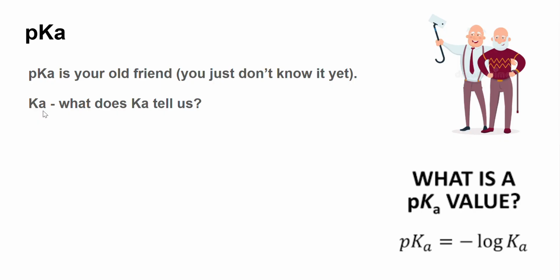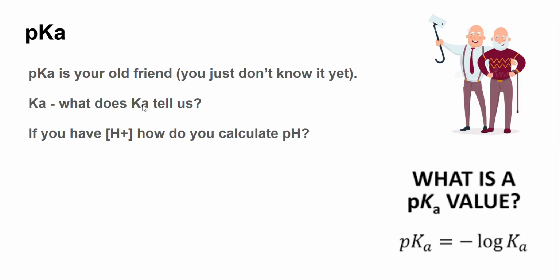The Ka tells us things about a reaction. If you have a large Ka, what direction does the reaction go? It goes forward. You know that. If it has a very small Ka, it goes in the reverse direction. Okay, we've practiced that countless times over Unit 7 and now Unit 8.